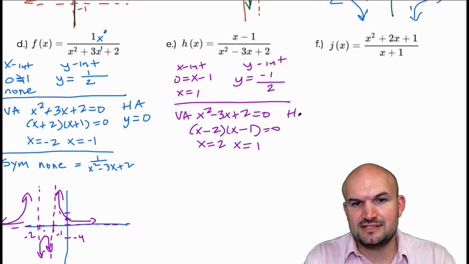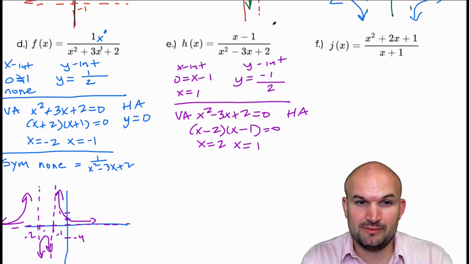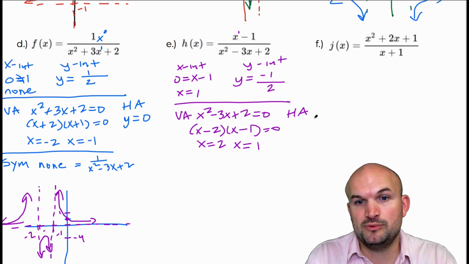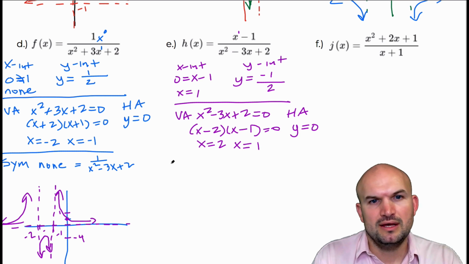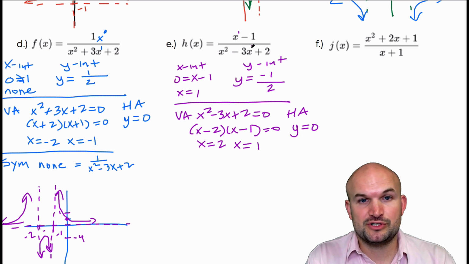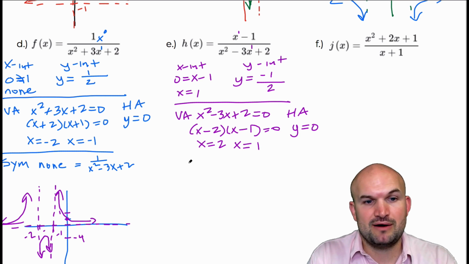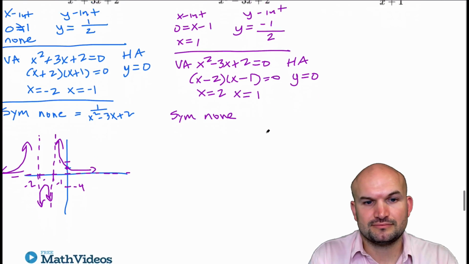And my horizontal asymptote is also, again, the degree in my denominator is larger than the degree in my numerator. So it's still going to have a horizontal asymptote at y equals 0. Again, I'm not going to have any symmetry because I noticed that they don't have the same powers. So symmetry is going to be none.